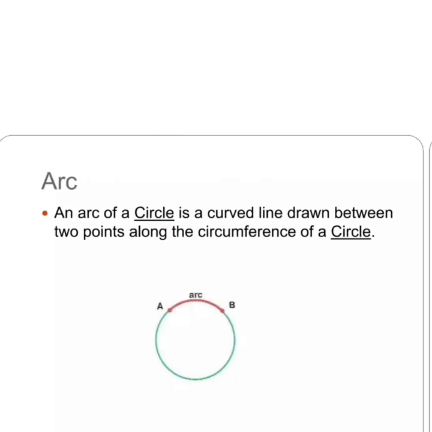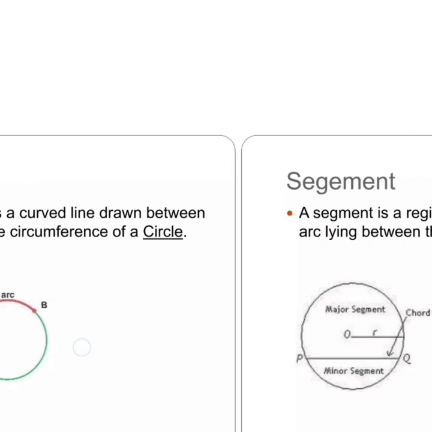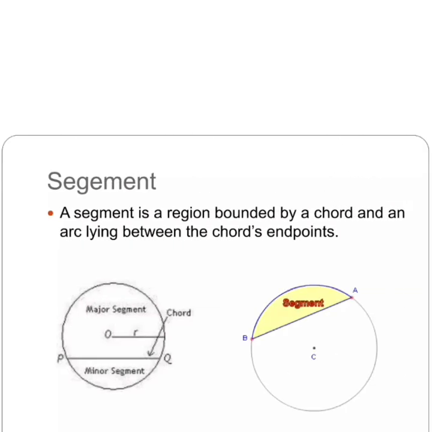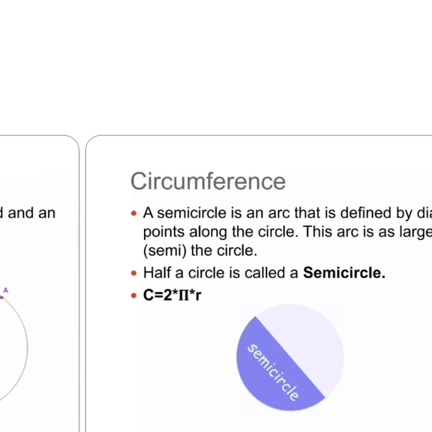Arc. An arc of a circle is a curved line drawn between two points along the circumference of a circle. You can see here in this figure what the arc is. The name of the arc in the figure below is arc AB. Segment. A segment is a region bounded by a chord and an arc lying between the chord's end points. So you can see here in this circle the segment.